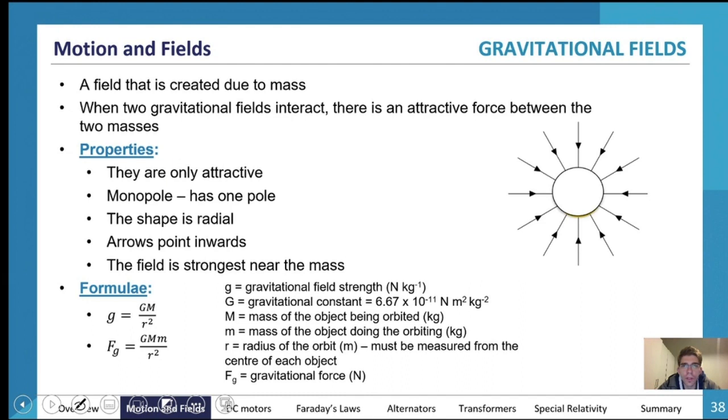If we consider a gravitational field, it's a field that is created due to mass. When two gravitational fields interact, there is an attractive force between the two masses. The properties are that they are only attractive forces. They only apply an attractive force. It's a monopole. It only has one pole. And the shape is radial. The arrows point inwards and the field is stronger near the mass.